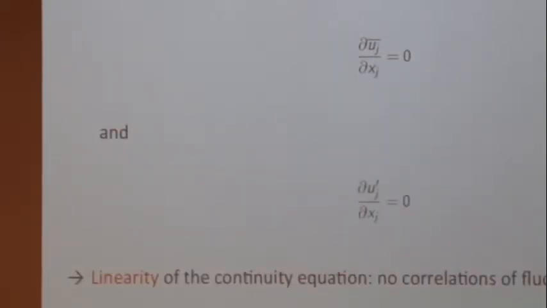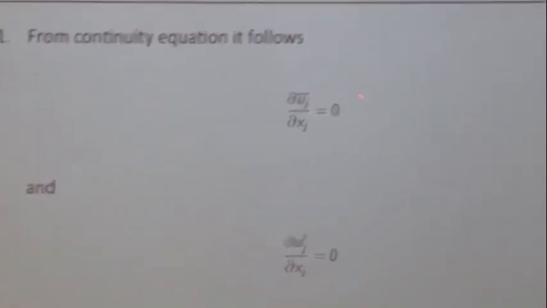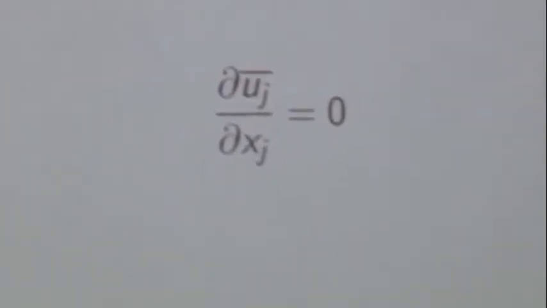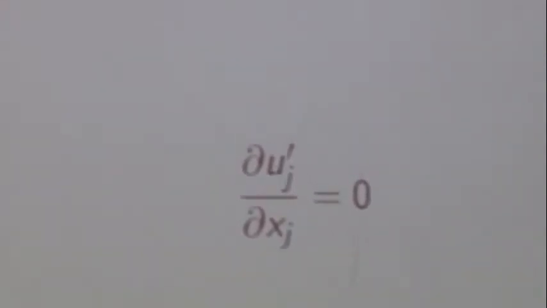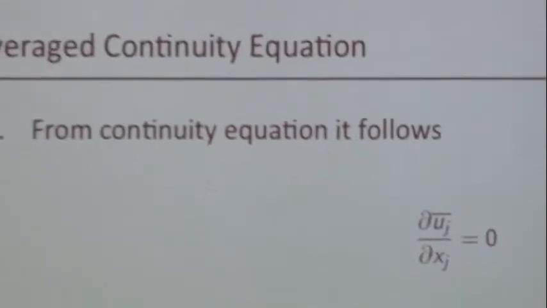So this is the continuity equation for the mean flow, and it turns out this is also the continuity equation for the fluctuating flow. Okay, so you also get a continuity equation for that. Okay, so this is nice.